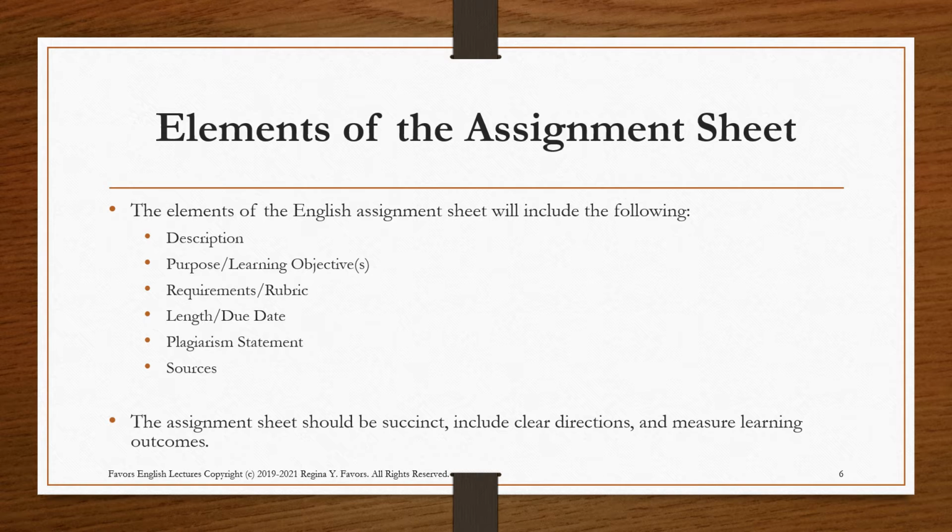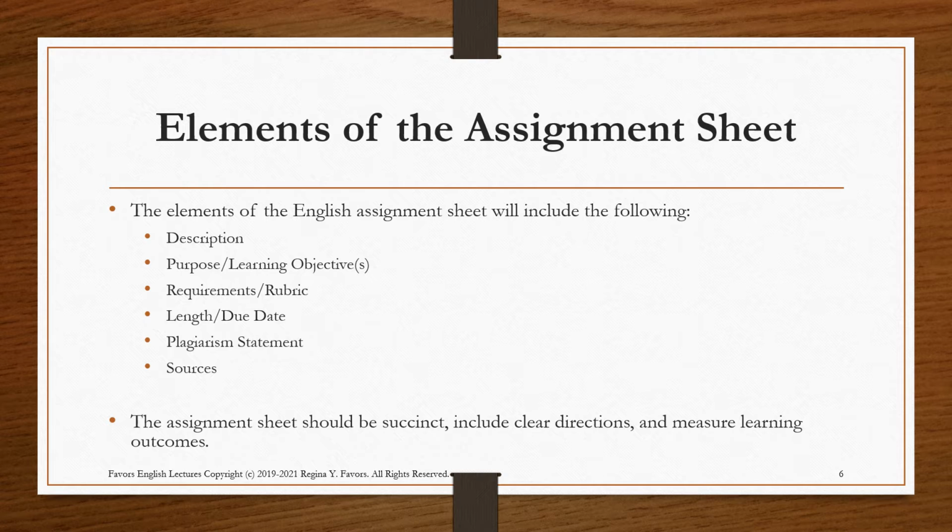Long ago, I used to create multi-page assignment sheets, and I don't think they were confusing, but they were just too long-winded. And then I went through professional development as an instructor and was able to learn better how to create the assignment sheet so that it is focused but succinct as well.